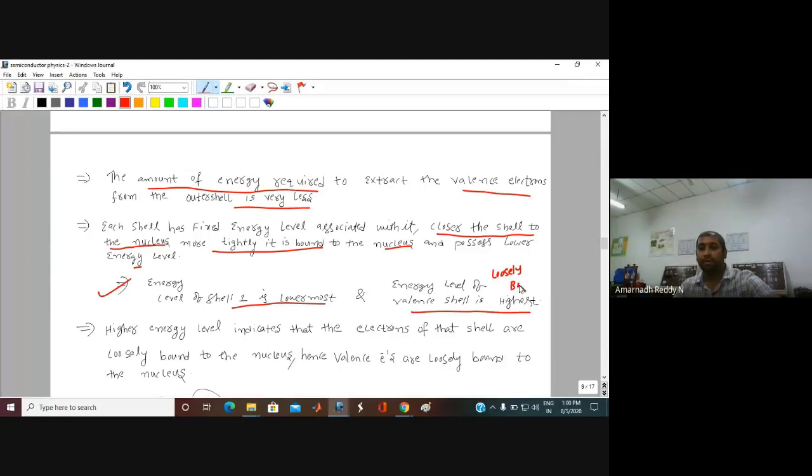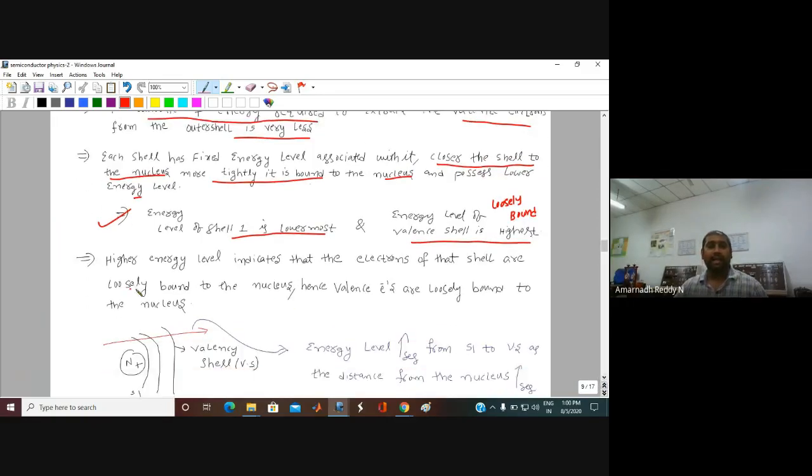It is loosely bound. So a higher energy level indicates that the electrons of that shell are loosely bound. I told you, this is called loosely bound to the nucleus. Hence, valence electrons are loosely bound to the nucleus.